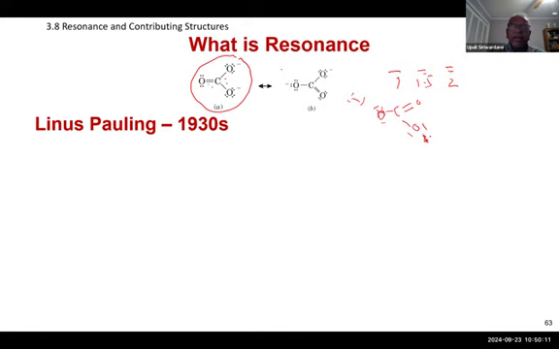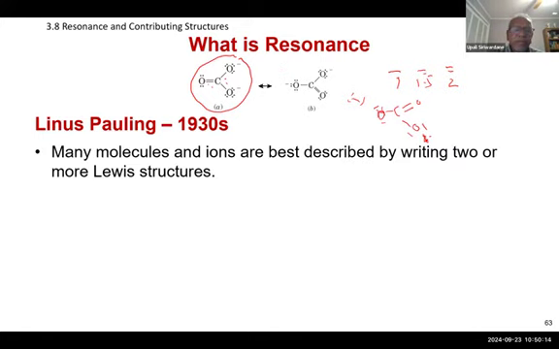This idea is described as follows. Many molecules and ions are best described by writing two or more Lewis structures to describe the properties. One Lewis structure won't show the proper properties. The real molecule has hybrid properties. These are concepts of the real molecule. These are not real ones that exist, but the real molecule is a mixture of these two, a hybrid of these two.